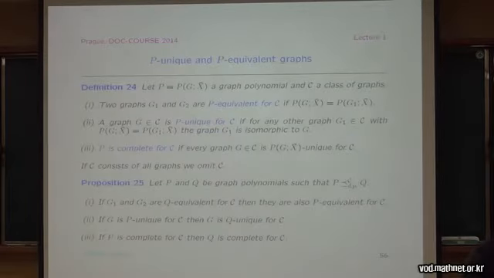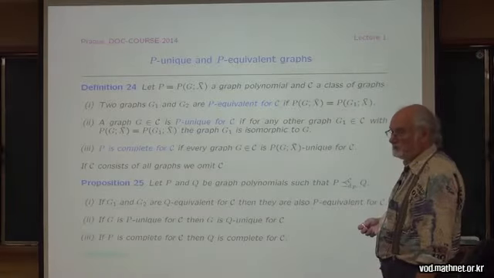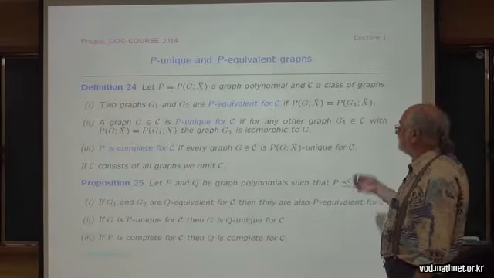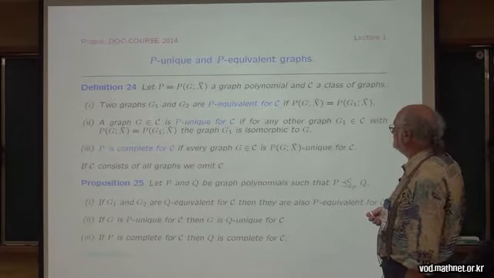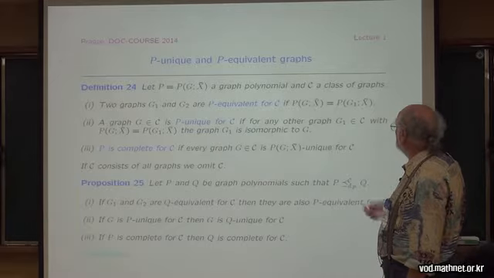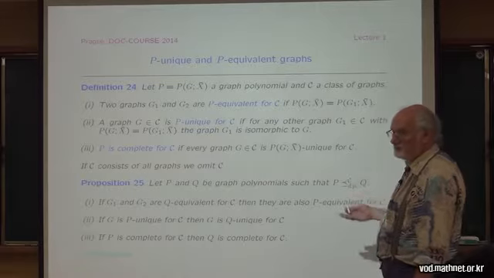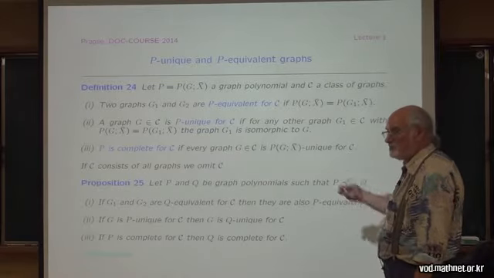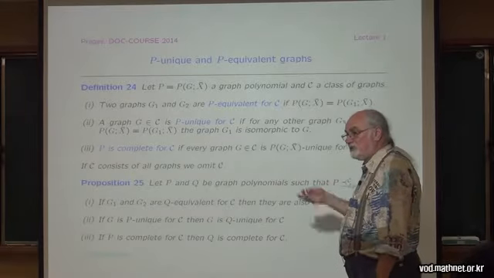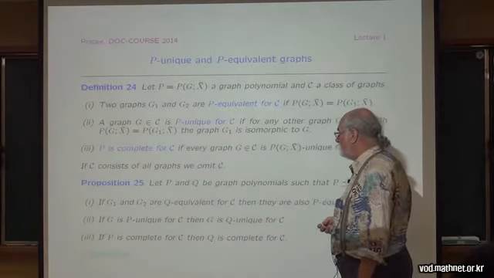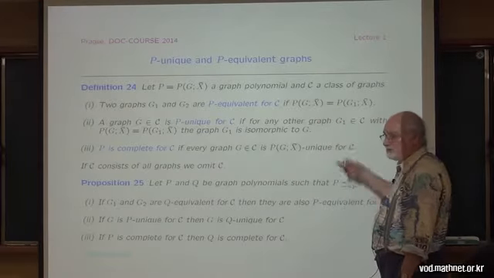which I have taken from the literature. Now people indeed look at P, your favorite graph polynomial, and they look at P-unique or P-equivalent graphs. So what is it? Two graphs, again on some class C, are P-equivalent if computing the P polynomial on them gives the same value. And they are P-unique if they are the only graph for which you get this value. And P is complete for C if every graph in the class is unique.